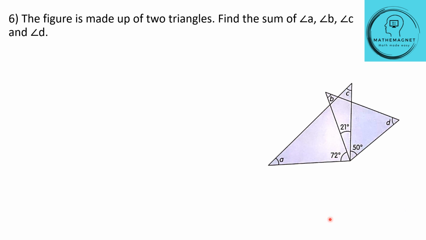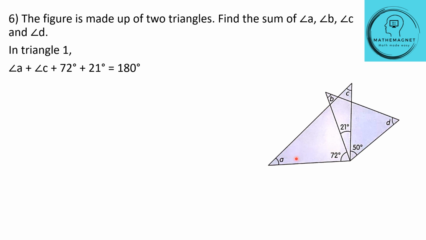Now they have told us this is a figure made of two triangles, and these are the unknown angles that we have to find. Now let's see how to go about it. In triangle 1, let us consider this triangle. Angle A plus angle C plus this angle plus this angle, which is 72 plus 21, will be equal to 180 degrees. That is, the sum of all angles will be equal to 180 degrees.